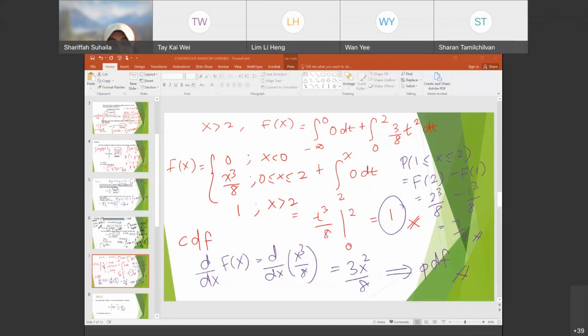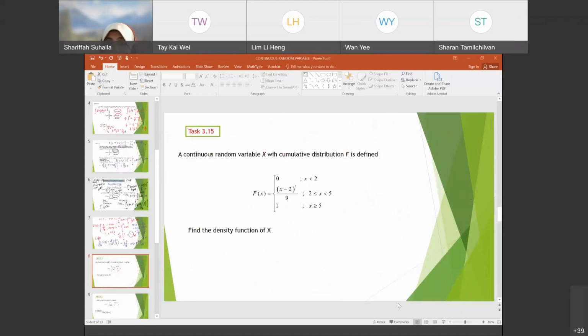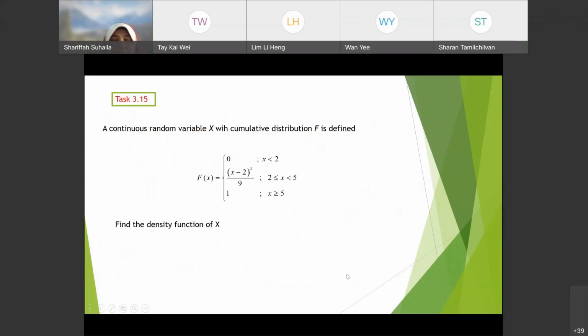Okay. We look at the next example. Task 3.15. We just have one range so far. Nanti kita tengok yang ada dua range pula. Again, this one is already given to you, your cumulative distribution function. Read the question carefully. So this one is your capital Fx.